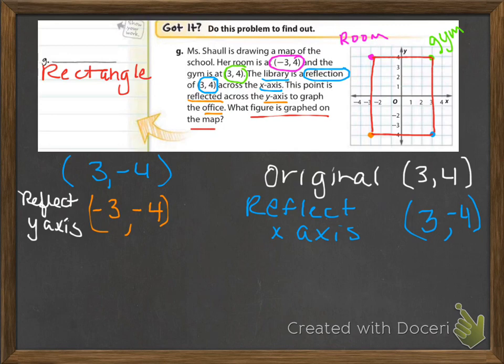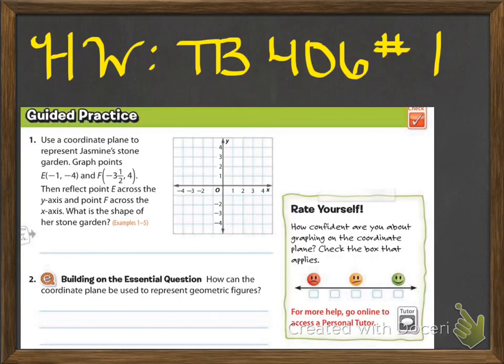All right, great job. Now we've made it to the end of the section and the chapter actually. So now you're going to do the homework, which is just textbook page 406, number 1. That's all I need you to do for this section for right now. And then I'm also going to make a short test review as well. But for now, this is all you're going to have to do for homework.